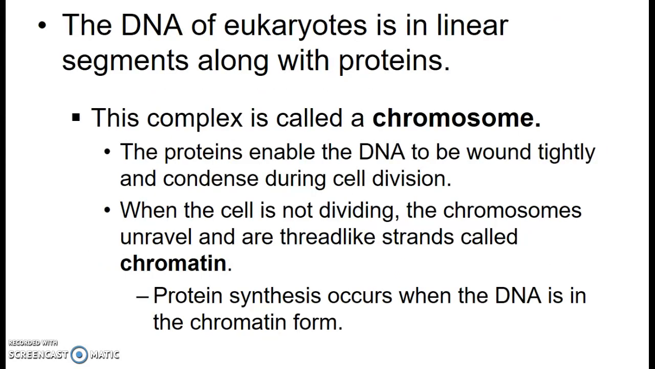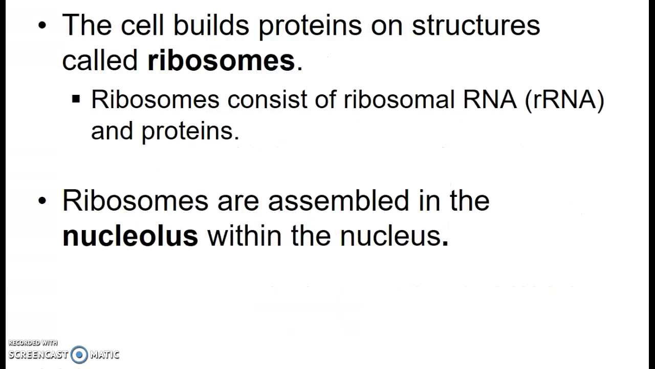So the DNA of eukaryotes is in linear segments called chromosomes, and the chromosomes also contain proteins. Proteins allow the DNA to be wound up tightly and condense into chromosomes during cell division. When the cell is not dividing, the chromosomes unwind and unravel, and they're kind of just thread-like strands in the nucleus called chromatin. So protein synthesis happens when DNA is in the chromatin form.